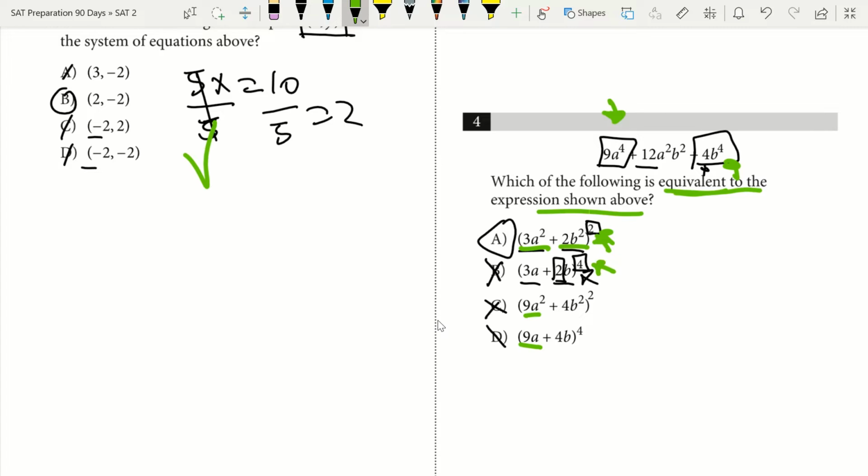This one right here is raised to the power of the 4th with 2 here. That means that that 2 is going to end up being, I believe, 16, which means that's going to be wrong as well. So A is correct.